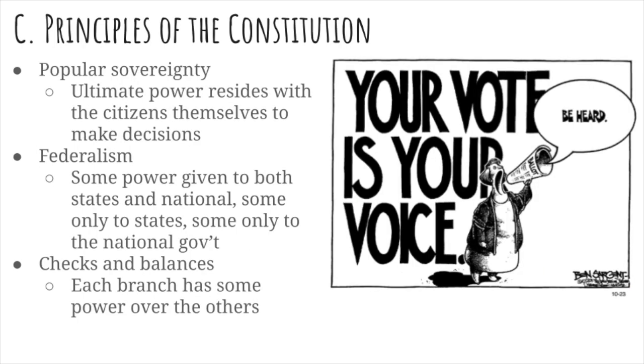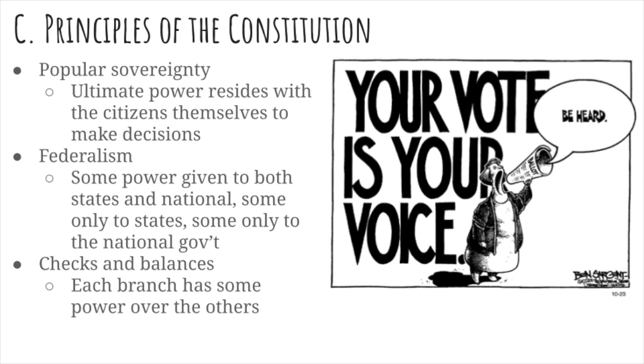So let's discuss some of the principles that are embedded in the Constitution. The first one that you need to know is the concept of popular sovereignty. It's arguably the most important one, and that basically means that our government gets its legitimacy to rule from the permission of the people, that the people are ultimately the source of true power in our system.